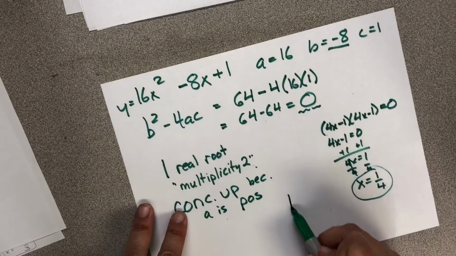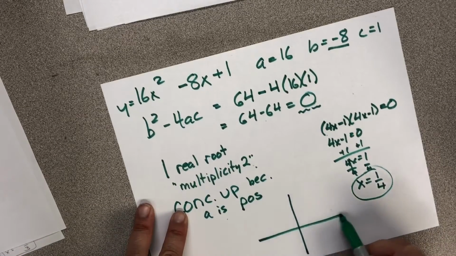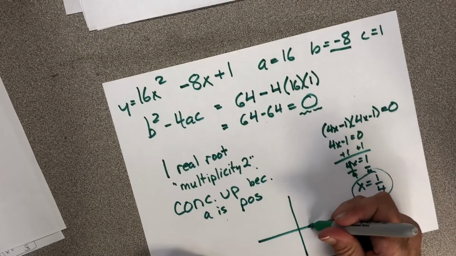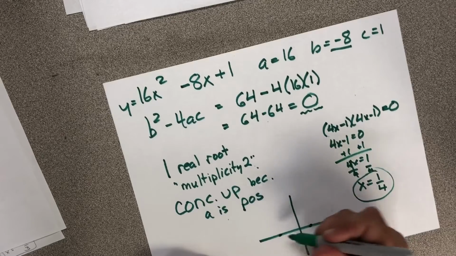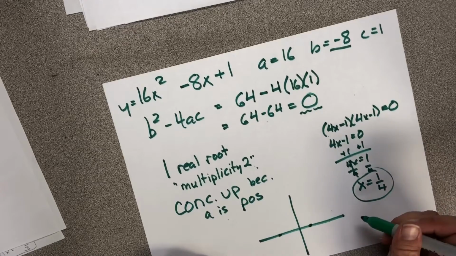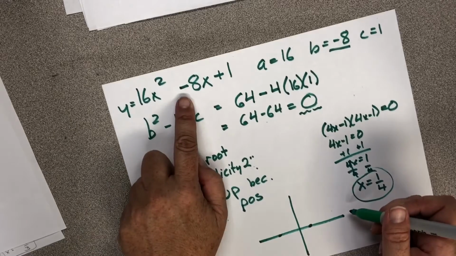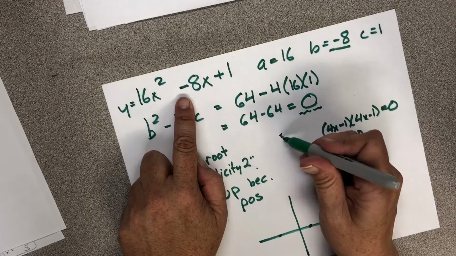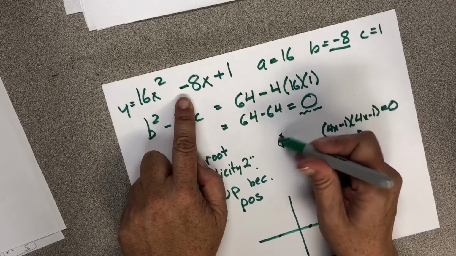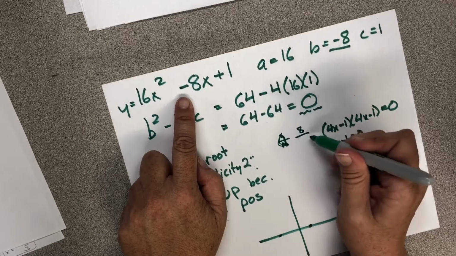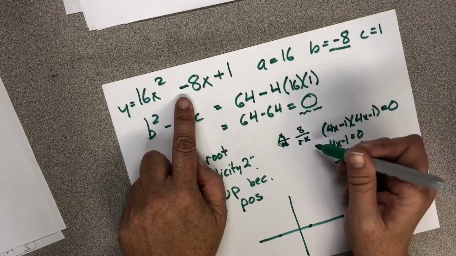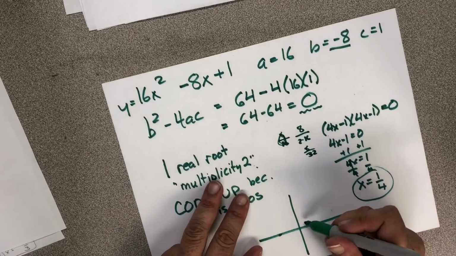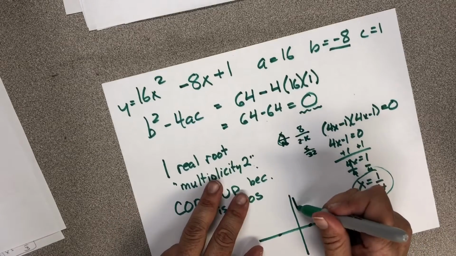So to sketch your graph, if we're concave up and we only have 1 real root, it means my vertex must be sitting right on the x-axis. Want to see where our line of symmetry is? -b over 2a, that would be 8 over 2 times 16, or 8 over 32. That's positive. So if I wanted, I could draw it in quadrant 1.